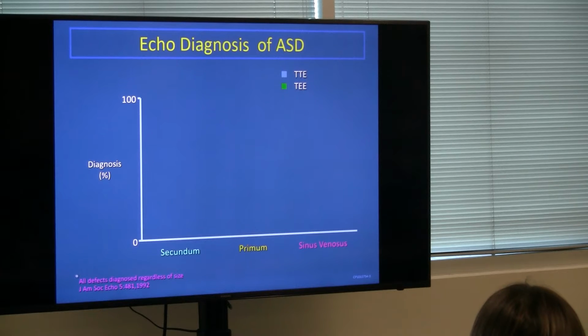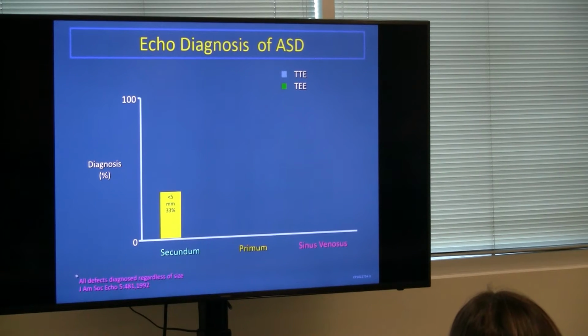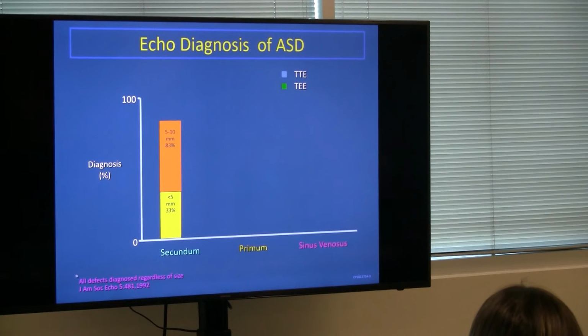As far as echocardiographic diagnosis of ASD is concerned, if you're looking at the sensitivity of echocardiogram in detecting secondary ASD, if it is less than 5 millimeters, only 33% of them are detectable by surface echocardiography. 5 to 10, maybe you can detect 83% of them, and more than 10, you should be able to see them. Realize that sometimes when there is a really large ASD, you can still miss it because there is no turbulent flow across it.